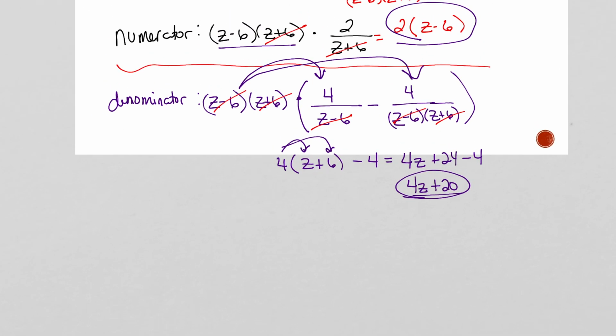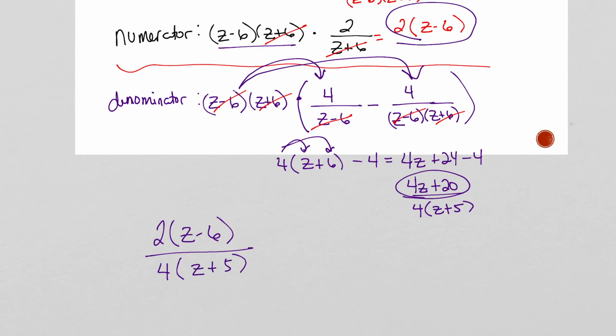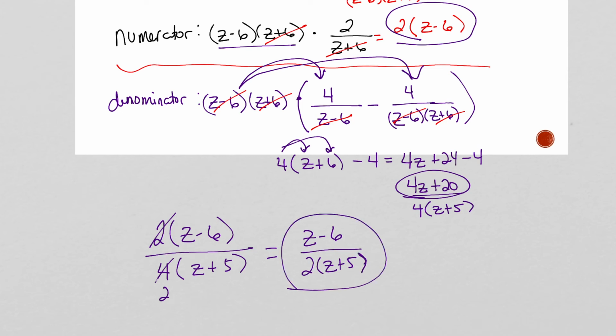So I've got 2 times z minus 6 divided by 4. Oh, wait, I'm factoring that. Is that okay? Okay, so 4 times z plus 5. I don't think it helps. Well, it does a little bit. Okay, so now I can reduce that, and I'm left with z minus 6 over 2 times z plus 5. Yeah, there we go. All right, that's it for this problem.